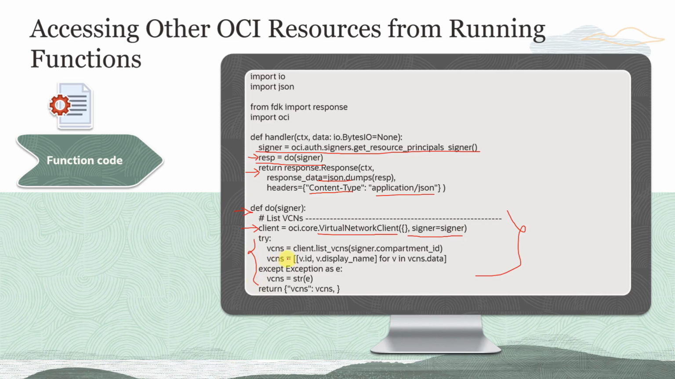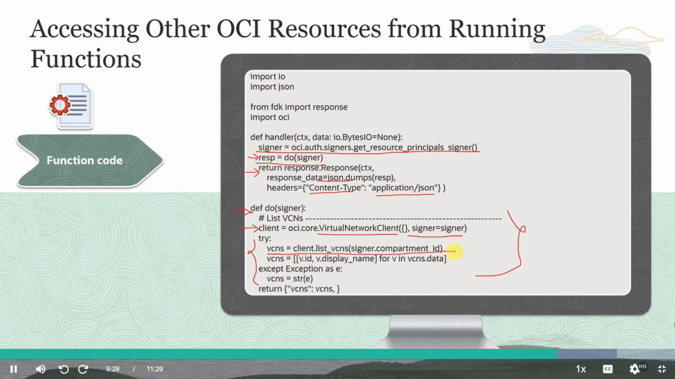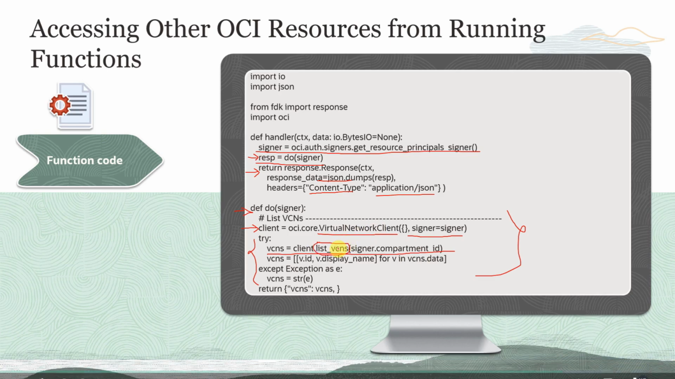The try block contains the code that may potentially raise an exception. This line calls the list_vcns method on the virtual network client instance to get a list of VCNs in the compartment associated with the signer. The signer.compartment_id provides the compartment OCID. The next line over here processes the list of VCNs returned by the list_vcns method. It creates a list of lists where each inner list contains the VCN ID and display name.